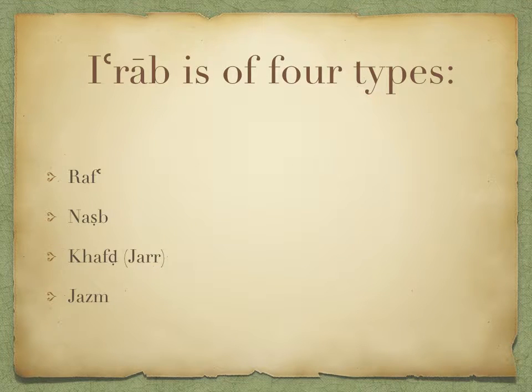Okay, Bismillahir Rahmanir Rahim. So the next discussion is on the types of i'rab. So the author says that there are 4 types of i'rab: rafa', nasb, khafd, which is also known more commonly as jar, and jazm. Rafa', nasb, khafd, and jar. So these are the 4 types of i'rab.